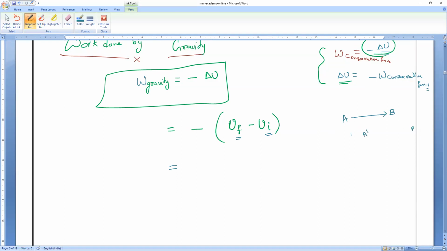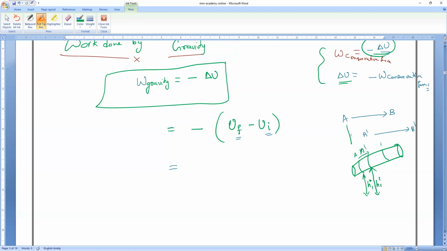From A dash to B dash. Observe, every time I am drawing only for your purpose. Initially it is at A, which is at H1 height. Now A moves to A dash. Definitely its height changes a little, so the pressure will change or not. Let me take this as H1, this as H1 dash. In the same way, this is A and this is A dash.